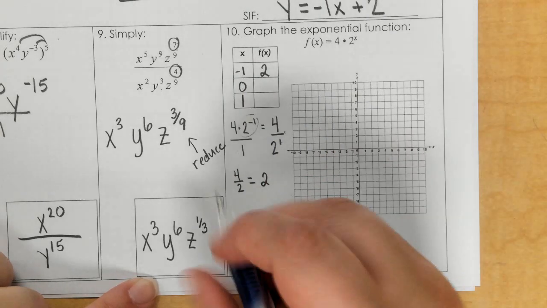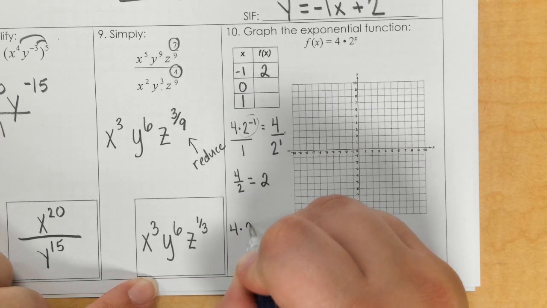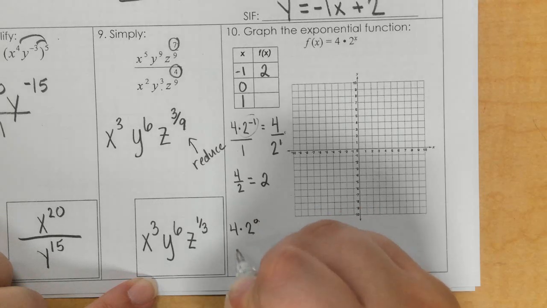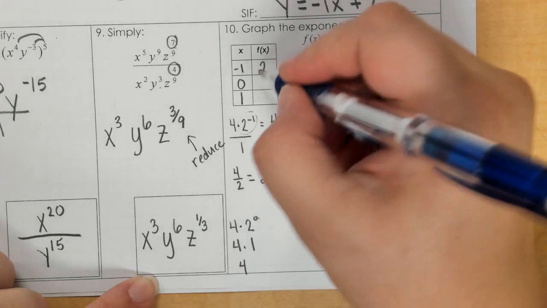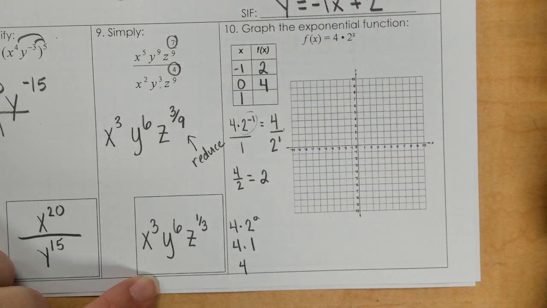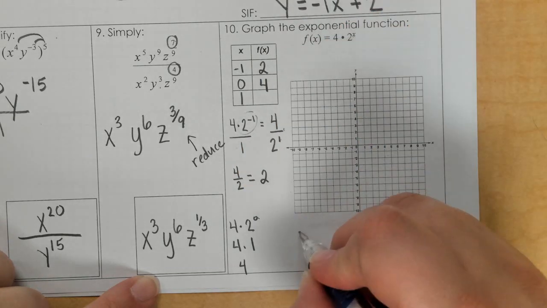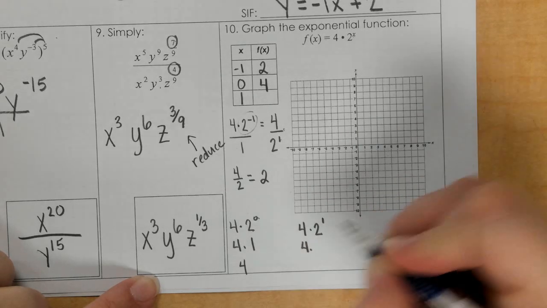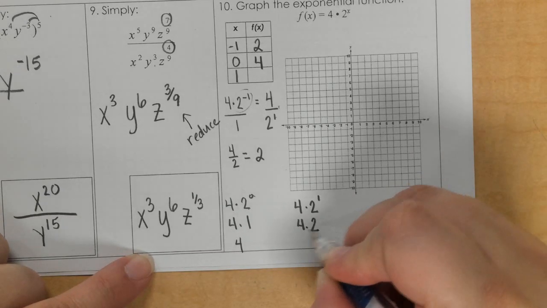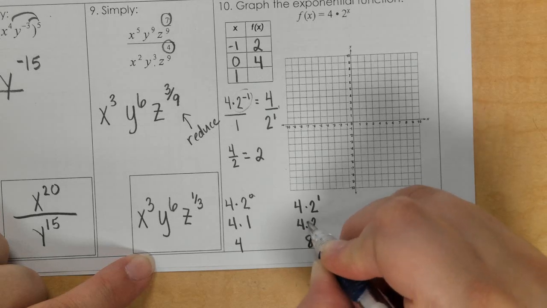Then for 0, I plug it in. So 4 times 2 to the 0. 2 to the 0 would be 1. And 4 times 1 is 4. Okay, and then lastly, I plug the 1 in. So 4 times 2 to the first. 2 to the first is 2. So 4 times 2 is 8.